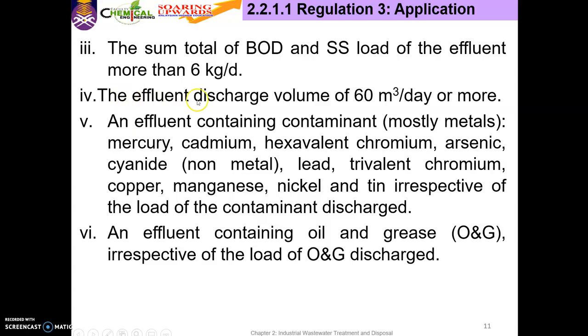Okay, look at number 4, the effluent discharge volume of 60 meter cube per day or more. Let's say that the wastewater receives a volume of 60 meter cube per day. So the wastewater must be treated. Okay, number 5, an effluent containing contaminants, mostly metals, mercury, cadmium, okay, and the list goes. Kalau ada metal, so kena buat wastewater treatment. And lastly, number 6, an effluent containing oil and grease, irrespective of the load of oil and grease discharge.